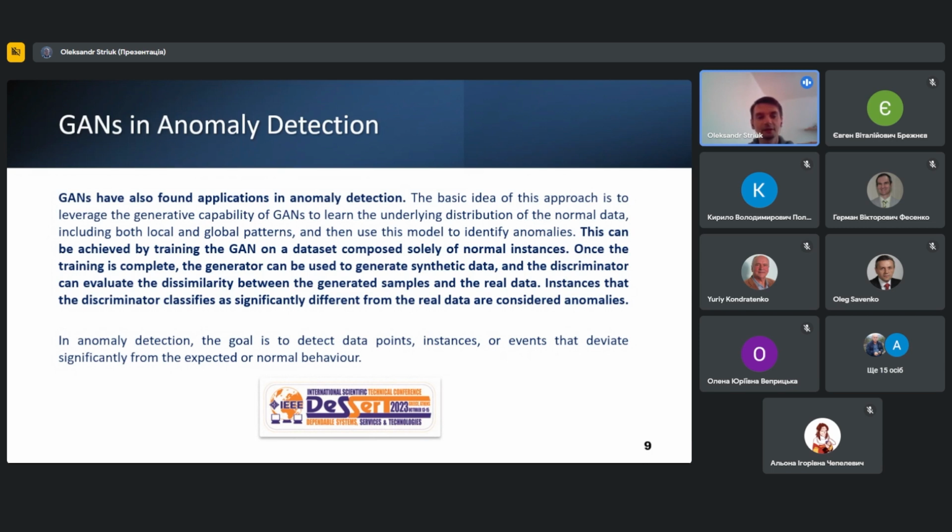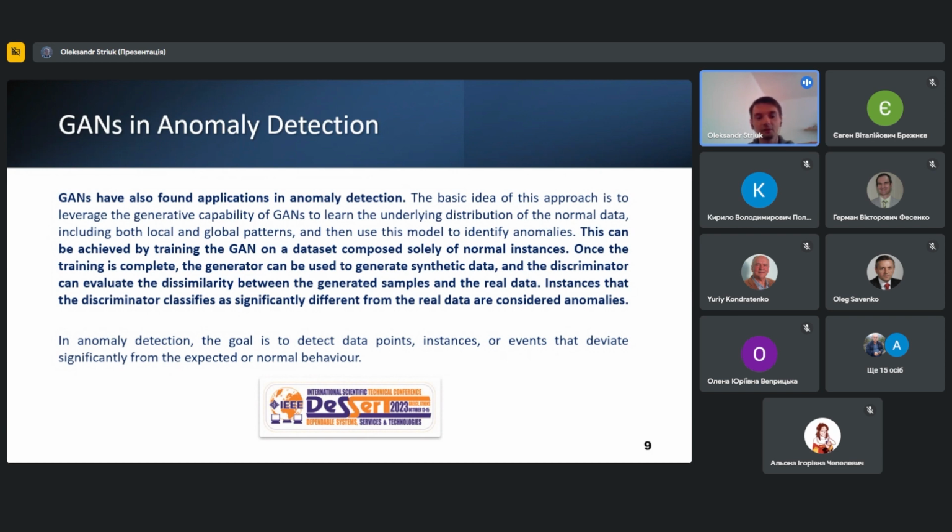Once the training is complete, the generator can be used to generate synthetic data, and the discriminator can evaluate the dissimilarity between the generated samples and the real data. Instances that the discriminator classifies as significantly different from the real data are considered anomalies.